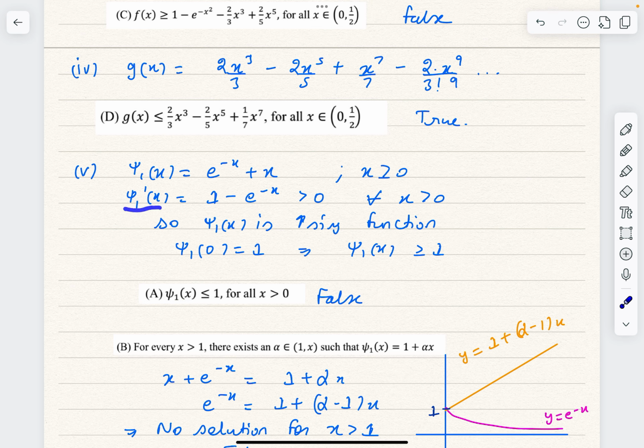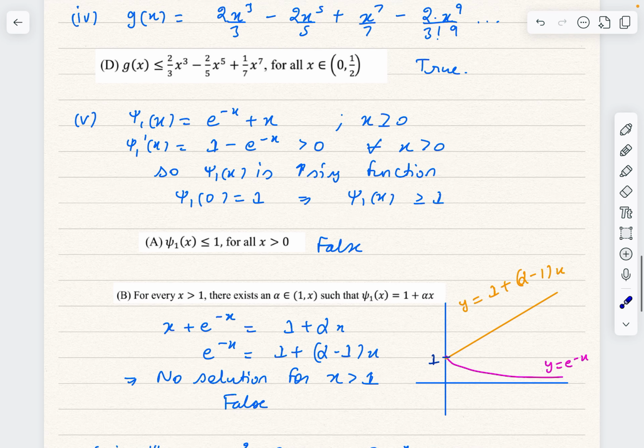So if I differentiate here, you get 1 minus e power minus x. For x greater than 0, it will always be positive. That means f1x will be an increasing function. Value at 0 is 1. So that means f1x will always be greater than or equal to 1. So this will be false.